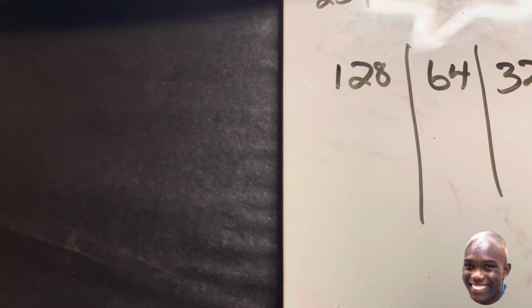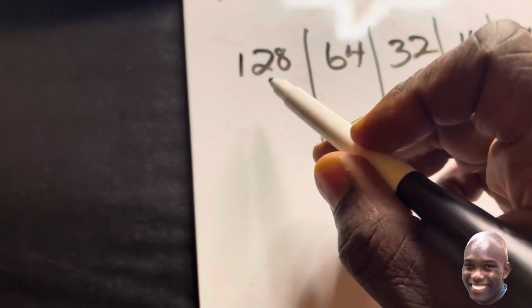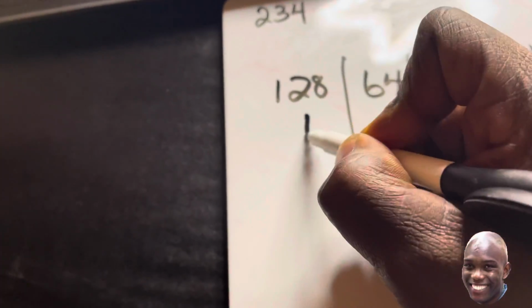This time around, I'm going to draw some lines in between them like this to get my binary. I'm going to start first with this one here, 128. 234 is greater than 128, so I'm definitely going to put on this one here. I'm going to do a little maths on the side, taking 234 and minusing 128 from it.